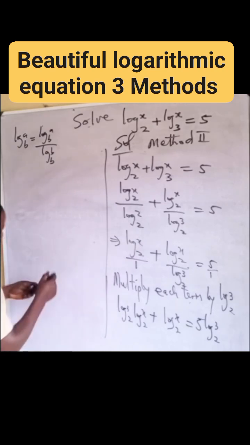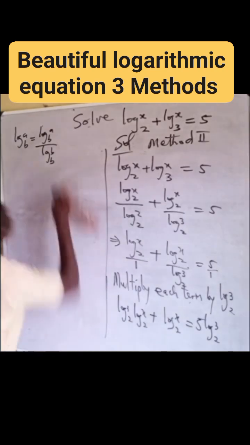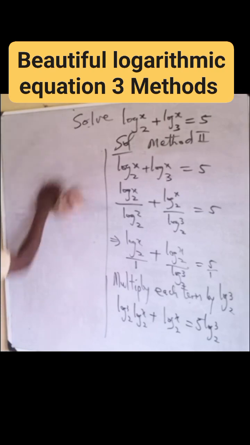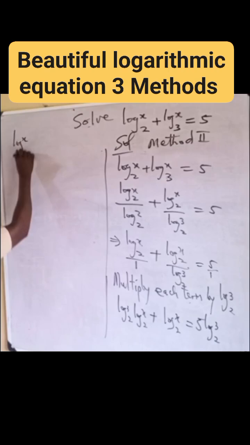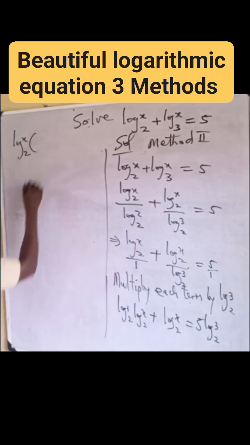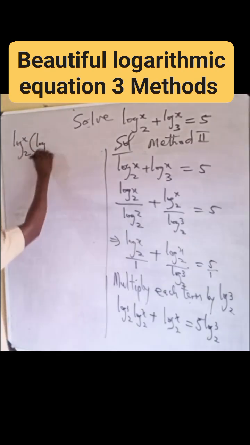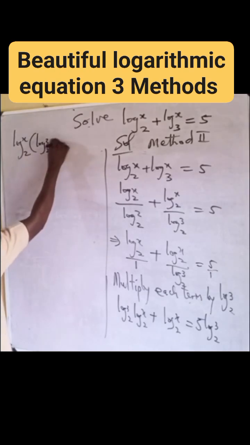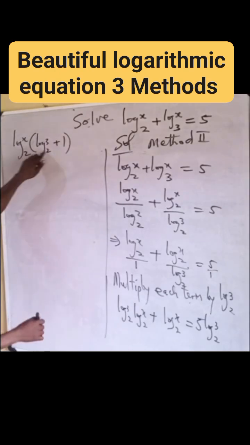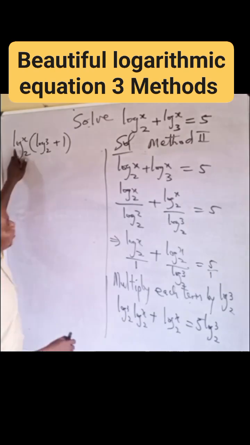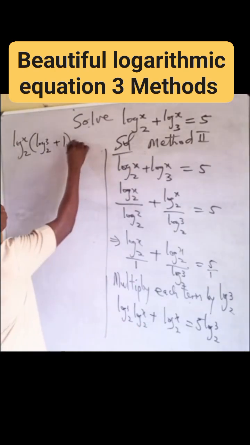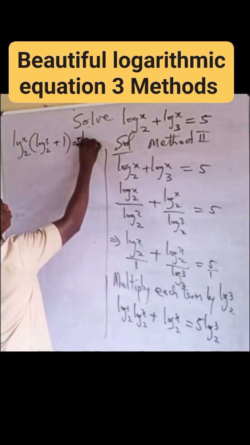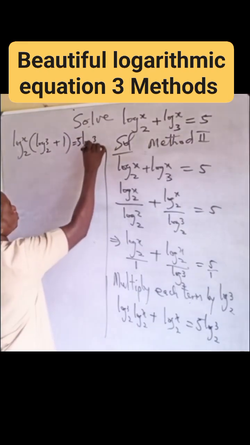So here you can see that we can easily factor out our log x base 2. So now I have log x base 2 into log 3 base 2 plus 1, because this times this will give us this, and this times 1 will give us this, is equal to 5 log 3 base 2.